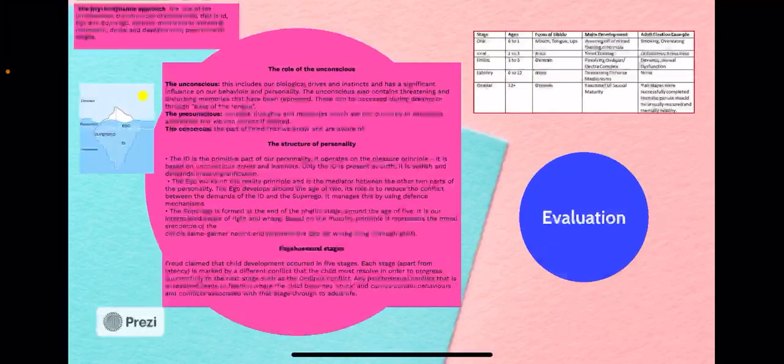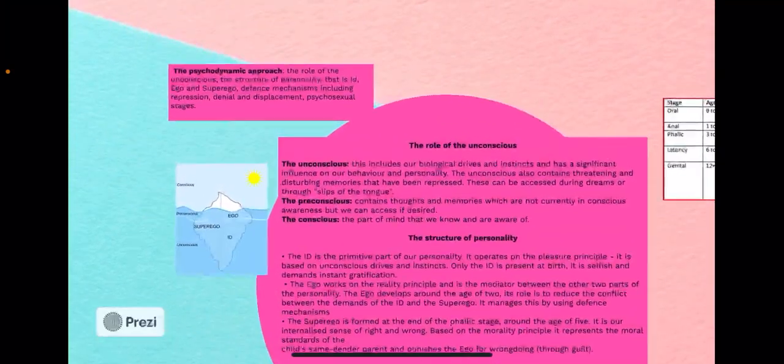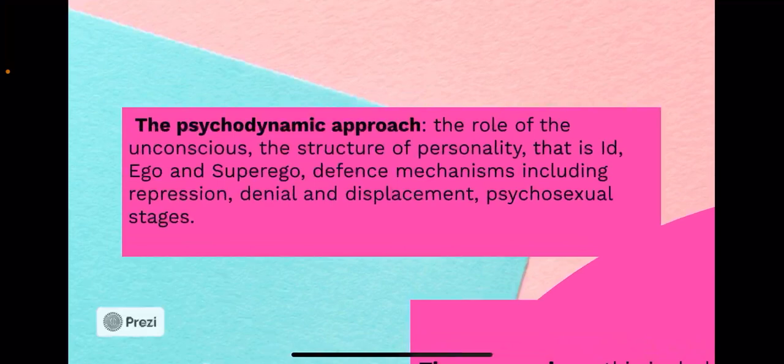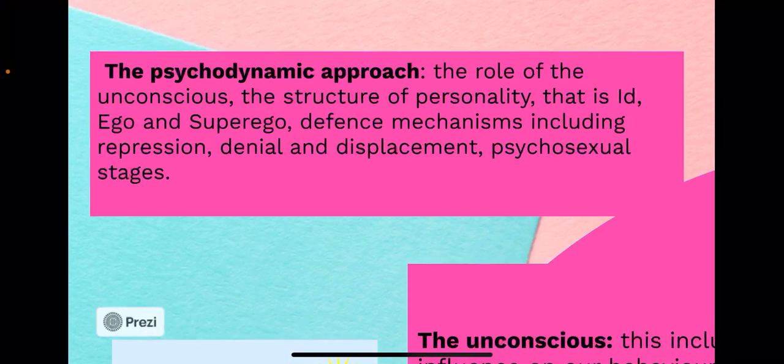Okay, so make sure you're aware of all of the key terms that we have here and all of the key terms that are on your worksheet. So the role of the unconscious, the structure of personality, you know what the id, ego and superego do, you know what defense mechanisms are, and you can explain repression, denial and displacement, and you can go through those psychosexual stages.